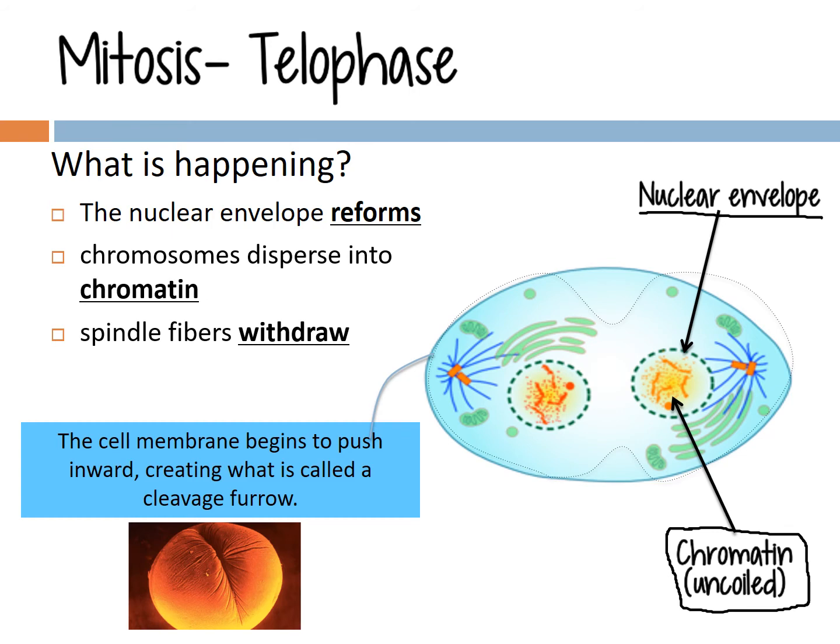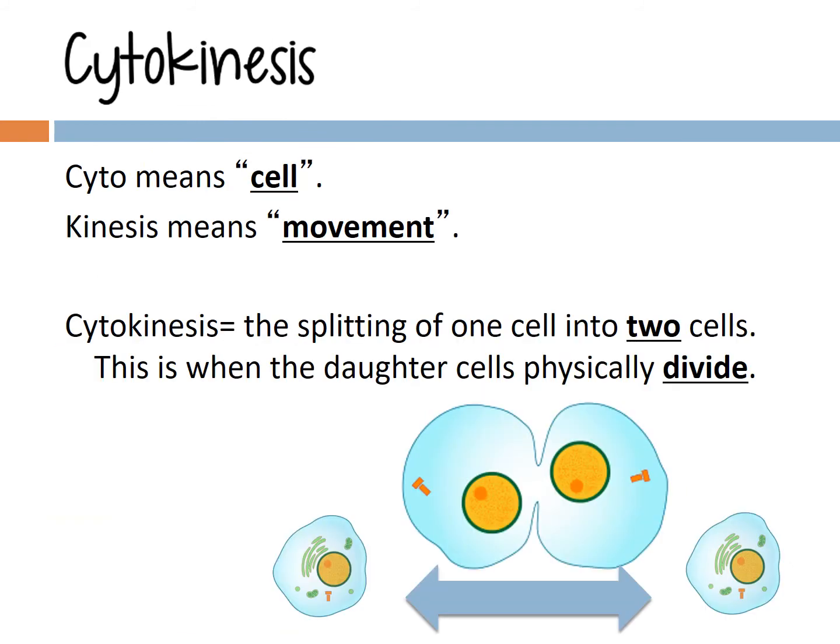The cell membrane begins to push inward, creating what is called a cleavage furrow. And that right there is a picture of a cell that is about to cleave. It's about to separate. It looks like a peach right there. Okay, so cytokinesis is yet to happen. We've gone through the stages of mitosis, and now we need to go through cytokinesis to end it.